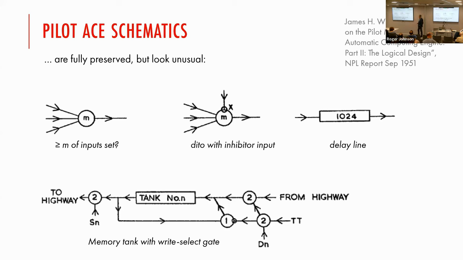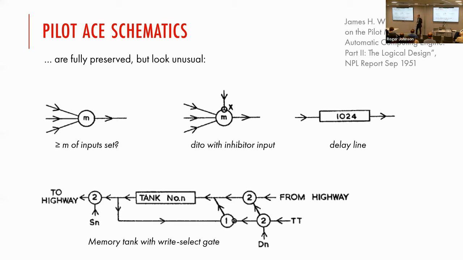And in the progress reports from the project, they have described the full computer design using this level of essentially logic gates, which were drawn in somewhat unusual ways. So the upper left, that's a gate which sends out a pulse if at least m inputs are set. But it turns out in practice, they pretty much only use this with m equals 2, which means it's an AND gate. Both need to be set to get an output. There was a version with inhibiting input.